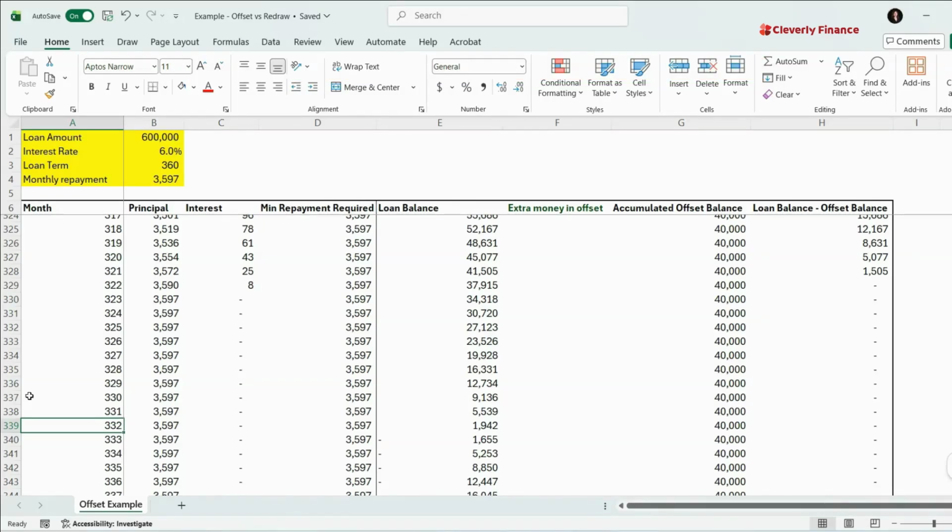In the next video, I will explain the difference between offset accounts and redraw, because although both can help you reduce the interest, the way they work and several important points to note will be somewhat different in practice.